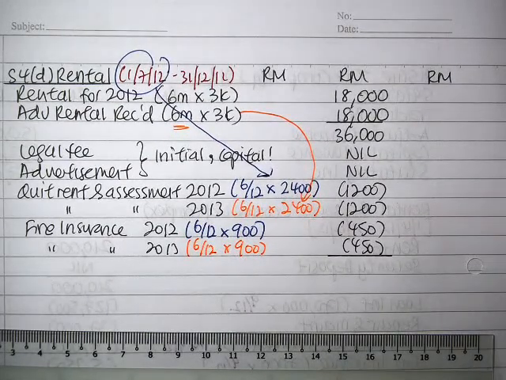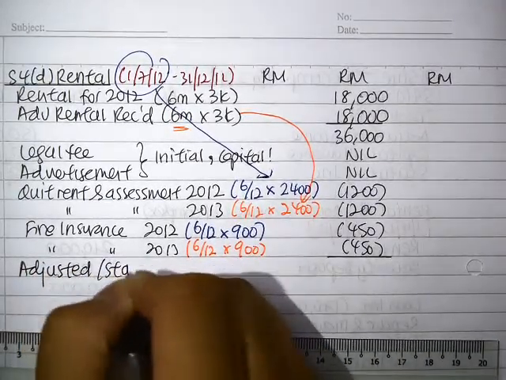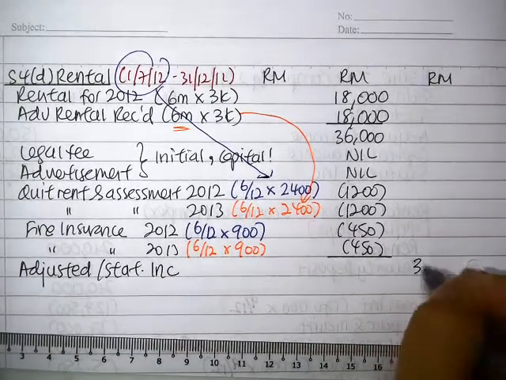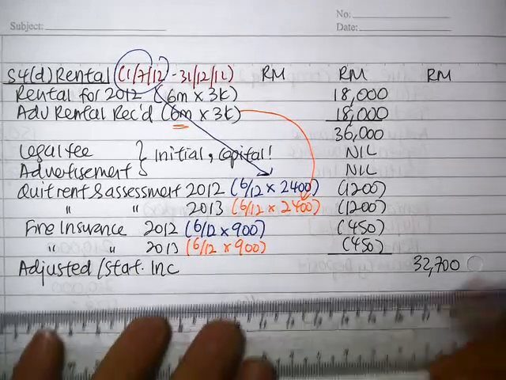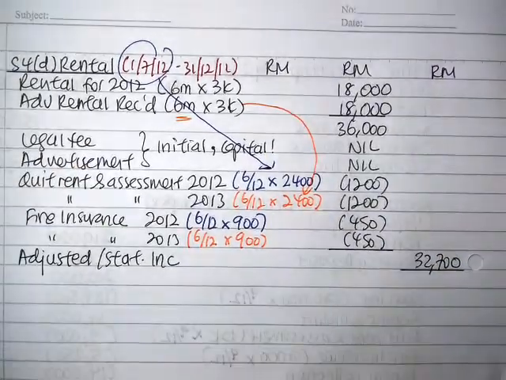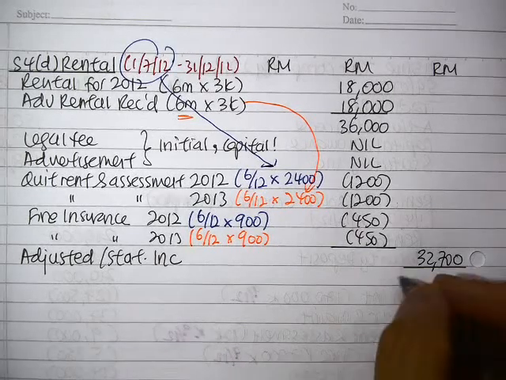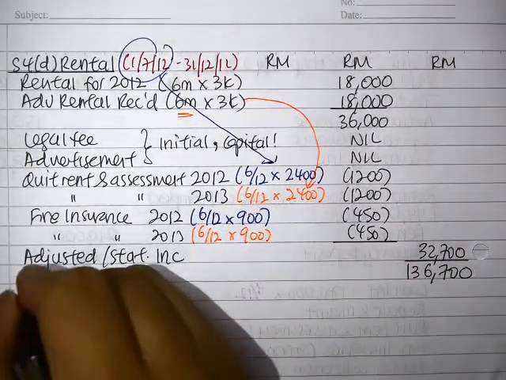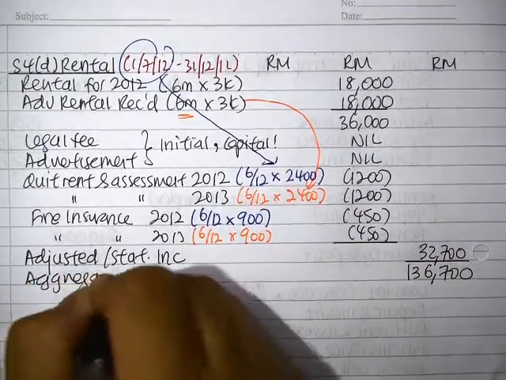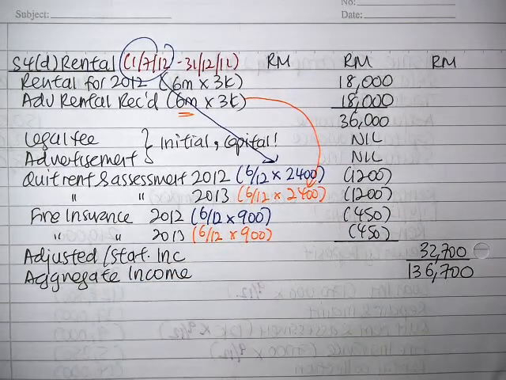So that rental, it's having an adjusted statutory income of 32,007. Alright, and these will be added up with my 104. We have 136,700, and what is that? That's the aggregate. And what do you do going after aggregate?